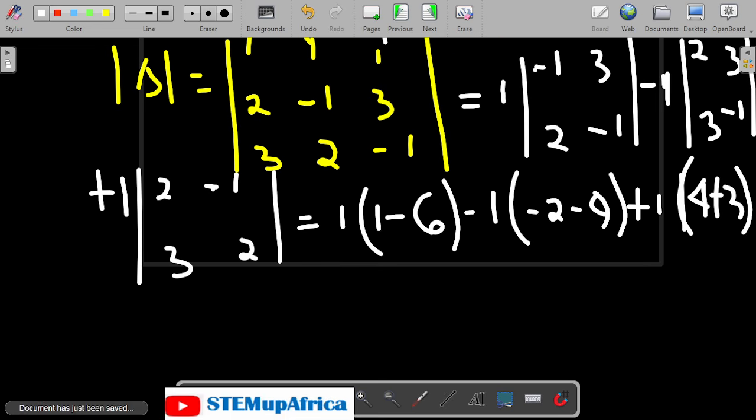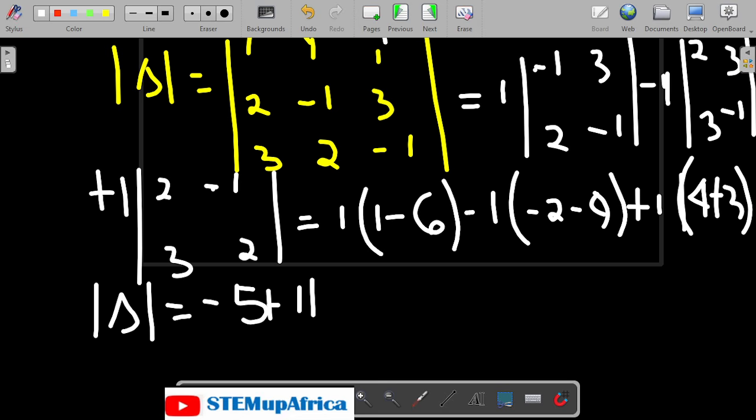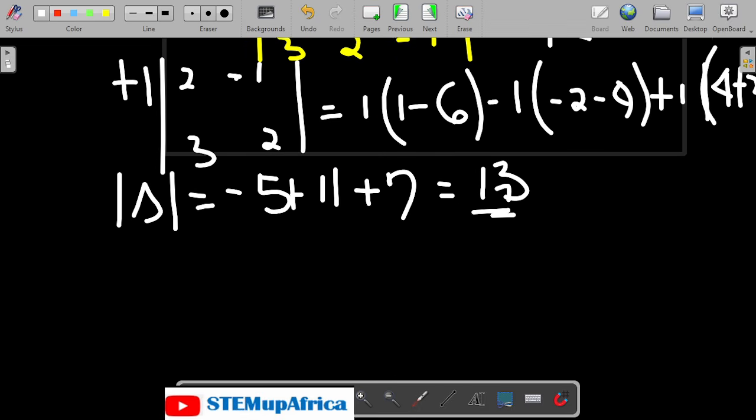So I believe you know how to simplify a determinant. The determinant now is minus 5 plus 11 plus 7. What is this giving us? Minus 5 plus 11 plus 7 will give us 13. So let's look for the determinant of m.